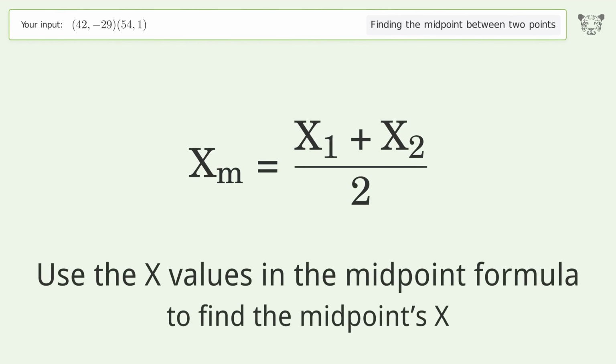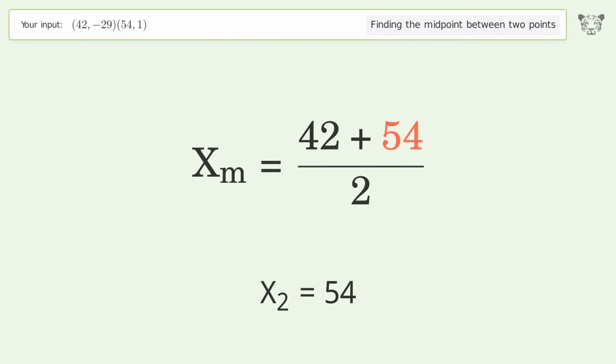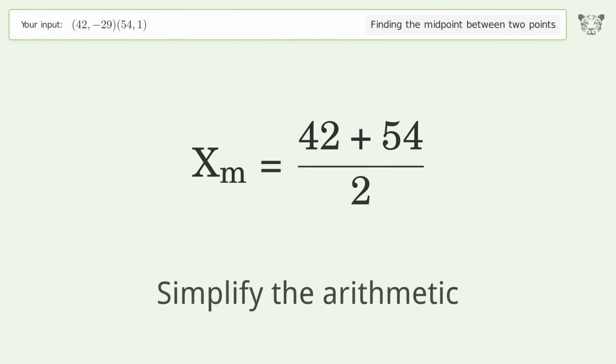Use the x values in the midpoint formula to find the midpoint's x. x1 equals 42. x2 equals 54. Simplify the arithmetic.